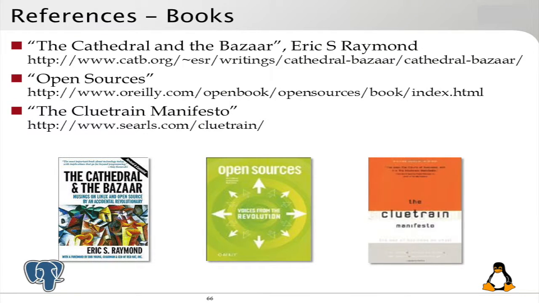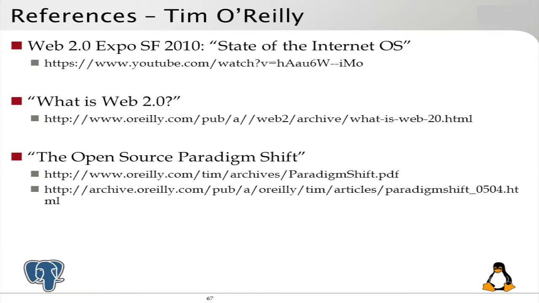Then I'd also like to suggest these books. I read before The Cathedral and the Bazaar, Open Sources: Voices from the Revolution, and The Cluetrain Manifesto. I think they're really eye-opening material, especially The Cluetrain Manifesto. If you have not read it, please find it. I think you can get a copy online and have a look. This presentation is going to be available, so you can download it later together with the video. Also, if you have a chance, listen to the talks by Tim O'Reilly from the US. There is an interesting one about the open source paradigm shift.